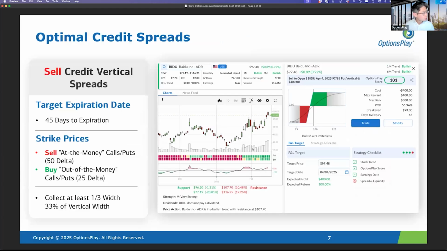So now, a credit spread. What is a credit spread? How is it built? I'm going to walk you through some of what we consider, quote unquote, the optimal credit spread. And then we're going to look at how do you get an edge from this specific strategy.